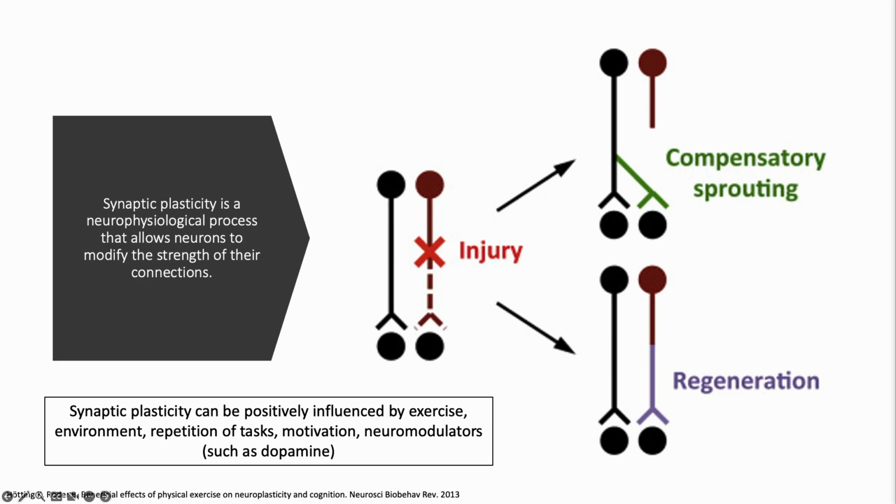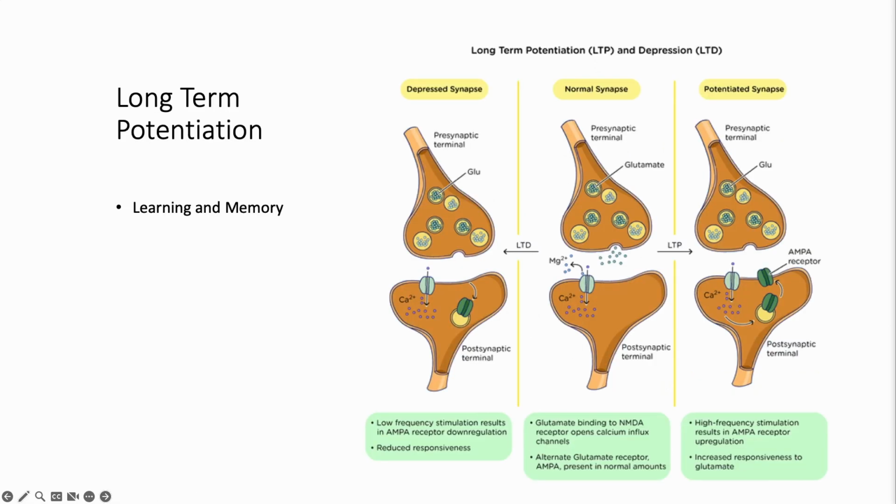So it's been proven in multiple sclerosis that synaptic plasticity can be positively influenced by exercise, environment, repetition, motivation, and neuromodulation. And this brings us to Physiology 101. So today you're learning about anatomy, you're learning about neurology, and now you're going to learn about physiology. So going back to how the two neurons talk.